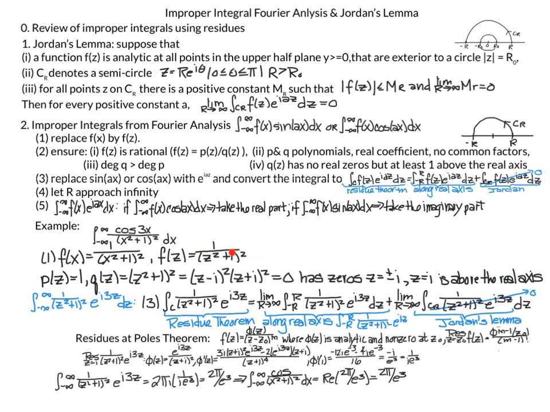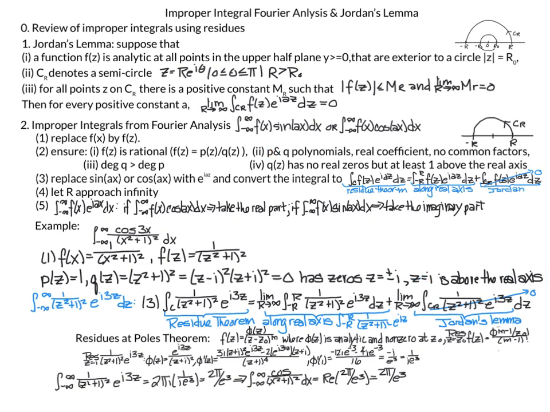The reason why we go into the complex plane, again, is so we can use our Cauchy residue theorem. So now we've done our first step, replace f of x by f of z. We're going to identify our p of z and q of z and make sure all these conditions are met. So our p of z, that's the numerator, is equal to 1. q of z is our denominator, which is (z squared plus 1) squared, which is equal to (z minus i) squared times (z plus i) squared. We look for the zeros and see that there are two zeros, z equals plus or minus i, but there's only one above the real axis, that's z equals i.